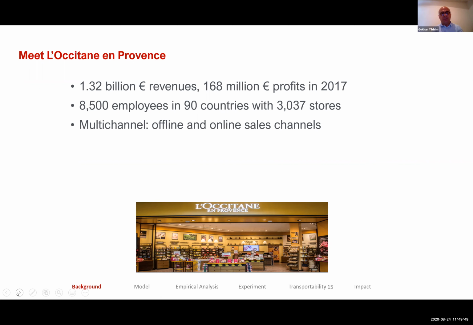So our goal was to provide a marketing science tool to L'Occitane to determine the allocation of emails and direct mails to be sent to different customer segments and across countries. That is, how to allocate marketing resources to maximize the financial impact. That was the managerial problem with L'Occitane. Can we move on, Marie? Yeah, let's move on.